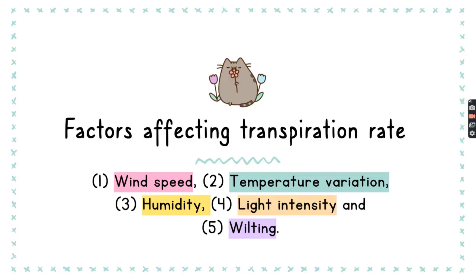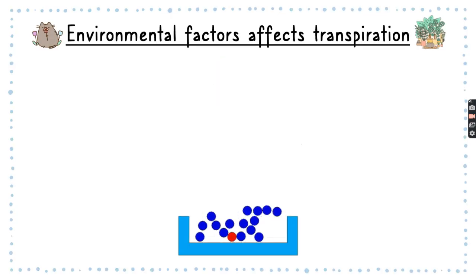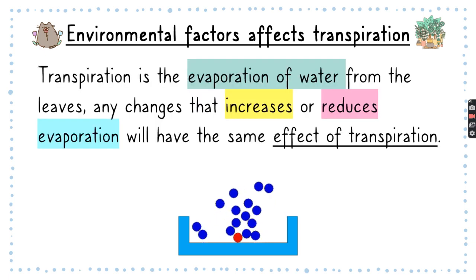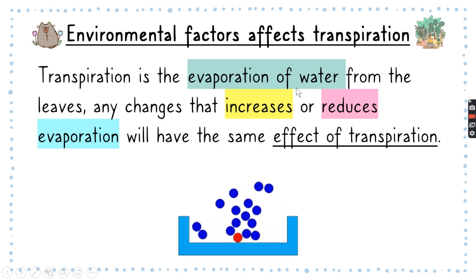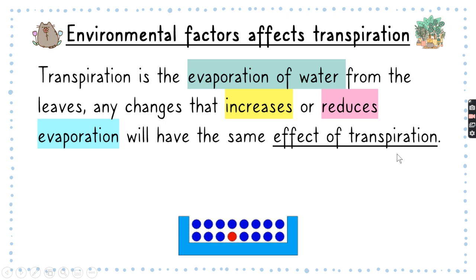Okay, so we're going to look at the factors affecting transpiration rate now. The first part is that we're going to talk about what these environmental factors are and how they can affect transpiration. Transpiration essentially starts off with the evaporation of water from the mesophyll layer, isn't it? And the fact that it starts off with evaporation means that any changes that increase or reduce evaporation would have the same effect on overall transpiration.